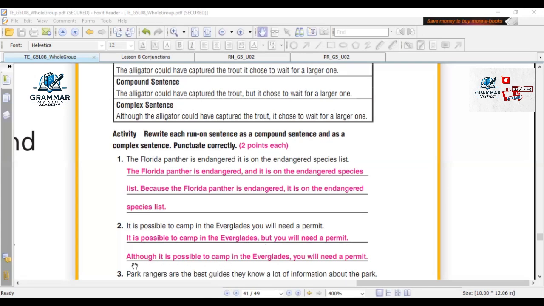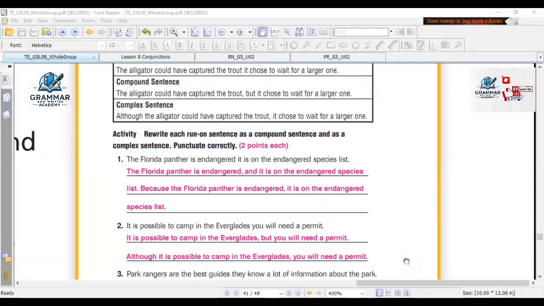Right now, we're going to move to the second one to form a complex sentence. Please read it. Although it is possible to camp in the Everglades, you will need a permit. Exactly. Although comes at the beginning and it starts with a small letter, followed by a comma after the first sentence. And we're going to keep reading to the end, till permit. And in this way, we have a complex sentence. Thanks, Abdurrahman Sheikh.